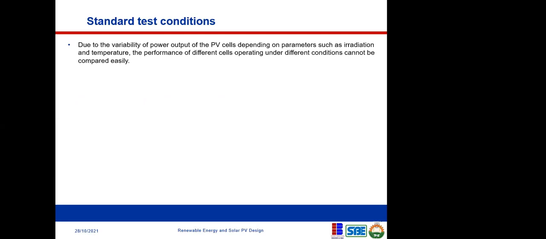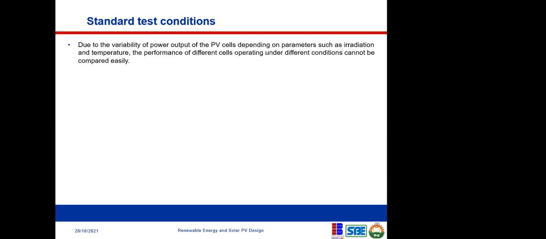So there's what we call standard test condition. Now, due to the variability of power output of PV cells, depending on parameters such as irradiance and temperature, like we discussed, the performance of different cells operating under different conditions cannot be compared easily. So if somebody is using a solar panel in Germany, remember they have different solar irradiance and different temperature, and someone is using a solar panel in Nigeria, where we have a different weather condition. How do you compare the performance of these two solar systems? Because their weather is different from our weather.